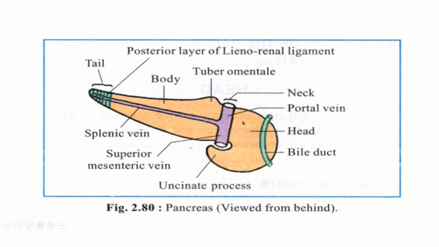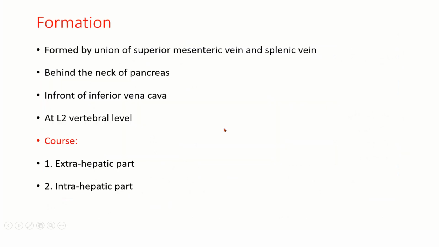If you observe, this is the head of the pancreas, this is the body of the pancreas, this is the tail of the pancreas and this is the neck. Behind the neck, the lower half of the posterior surface is related to superior mesenteric vein, whereas the upper half is related to the portal vein. Here you can see the superior mesenteric vein is joined by the splenic vein to form the portal vein behind the neck of pancreas. And the vertebral level is at L2.